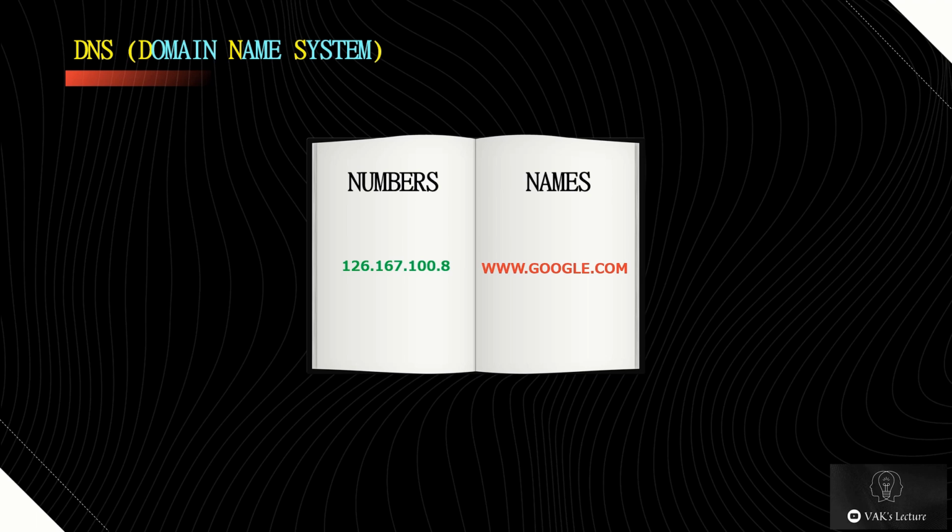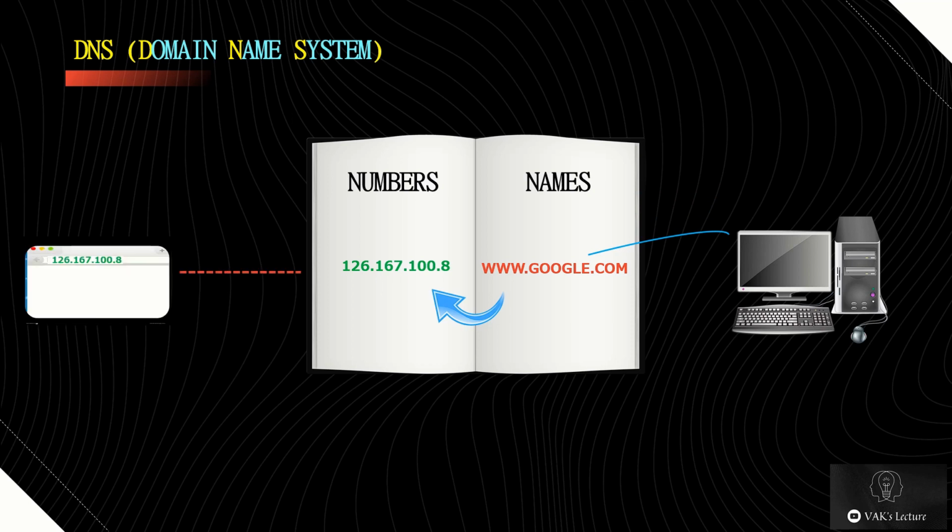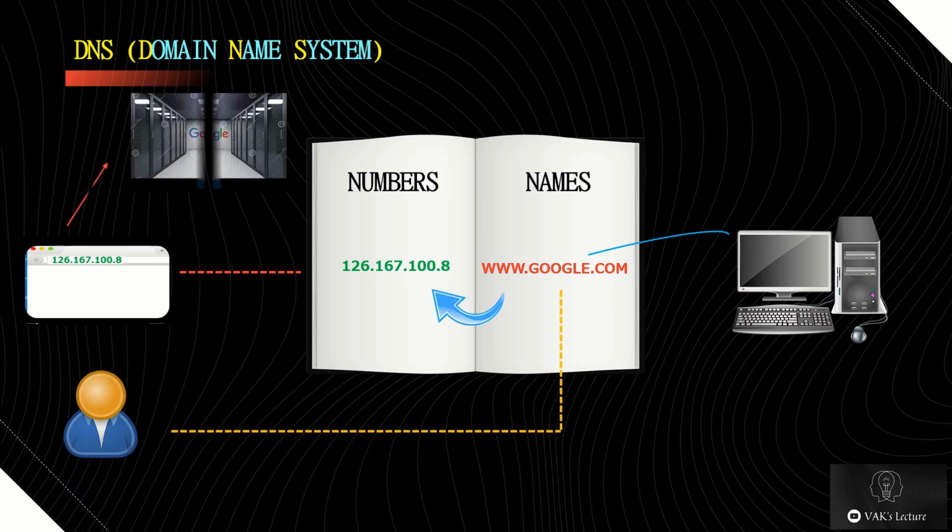Now, when we type google.com in the web browser, DNS translates it into the web browser's language, that is, the IP address, and gives it to the web browser. Now, the web browser understands that we want to access google.com. So it contacts the Google server and loads google.com on the computer. So DNS acts as a phone book of the internet, where the computer searches with names to get numbers.